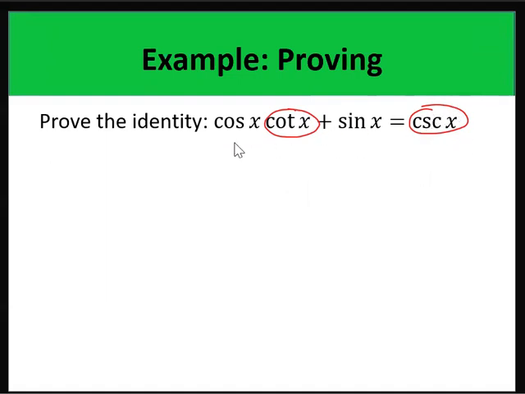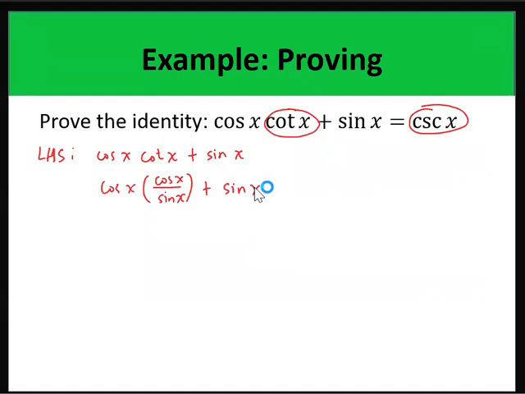It seems that the left-hand side has a longer expression than the right-hand side, so we can start with the left-hand side. The left-hand side is cosine of x times cotangent of x plus sine of x. Now cotangent of x can be written in terms of sine and cosine using the ratio identity. We know that cotangent is cosine over sine, and then plus sine x.